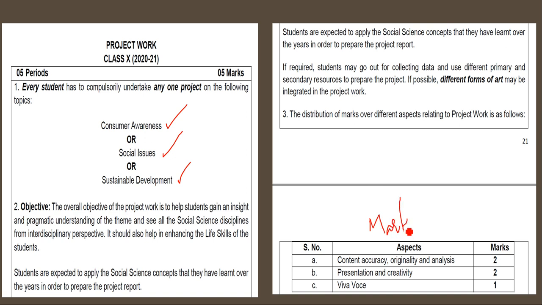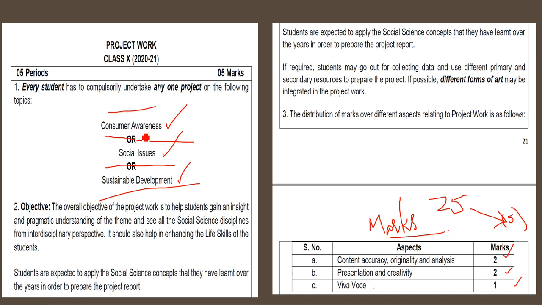And the marks you can see here. That's where a lot of you argue that you did not get the desired marks. For content accuracy and originality analysis, you get 2 marks. Presentation and creativity, 2 marks. Viva, 1 mark. However, this 5 marks cannot be given directly, so we will take it in 25, then reduce it to 5. Now guys, as the summer vacation may be very near, start preparing for the project. When the school reopens, I will require the project materials from you. I expect you to take any one of the topics here and be ready with the project material.